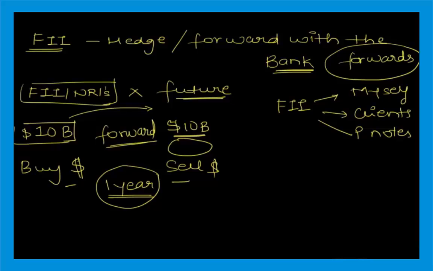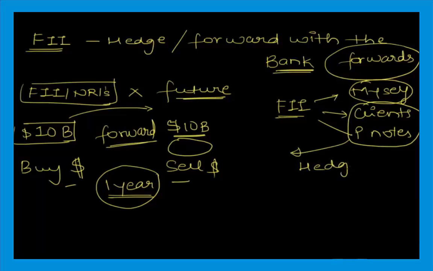Okay. Now what happens is, I would want to hedge position for myself, which I do with the bank. But what I also do is that on behalf of my clients and my P note holders, I go and hedge with the bank, which means I keep their equity and debt with the bank as collateral and hedge on behalf of them also, which the RBI thinks that the clients and the P note holders are not aware of, that the FII is hedging on behalf of them.